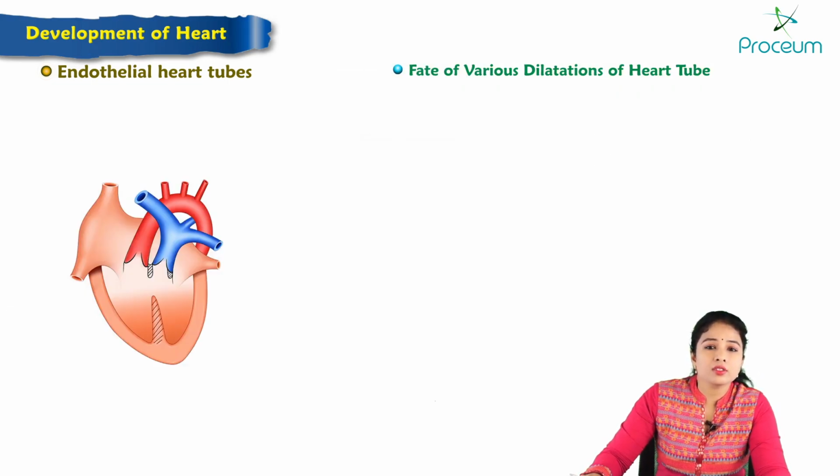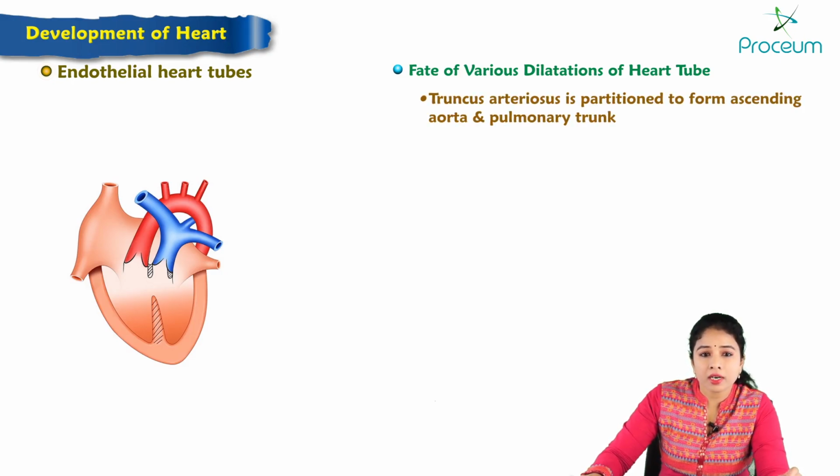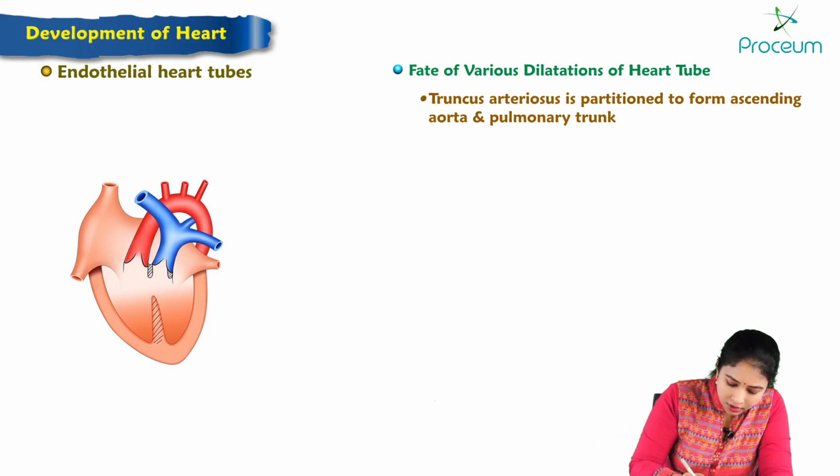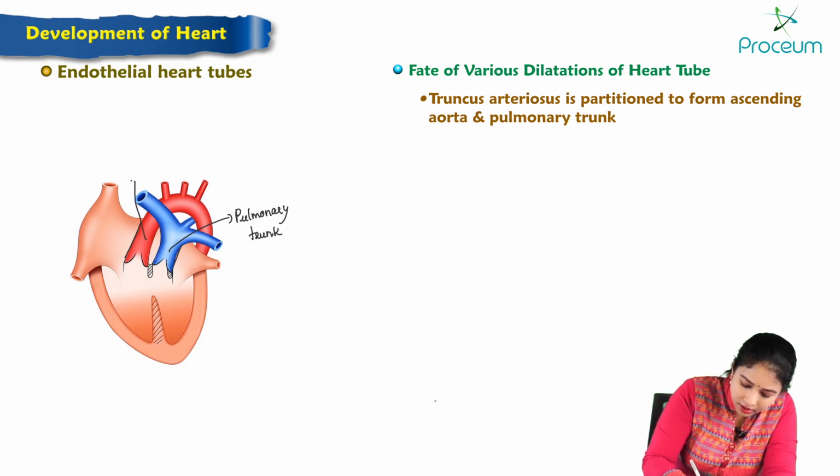Let's see the derivatives of the dilatations of the heart tube. The truncus arteriosus is partitioned to form the ascending aorta and pulmonary trunk. You can see this whole thing is the truncus arteriosus. It divides to form the blue one, which is the pulmonary trunk, and the red one, which is the ascending aorta.